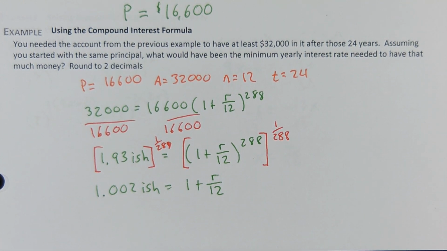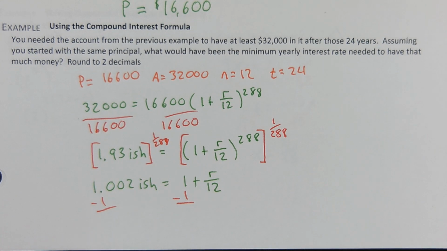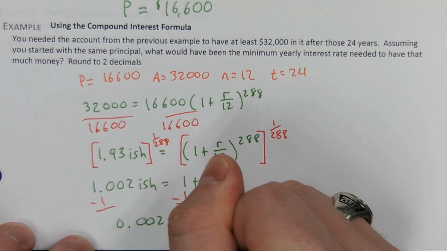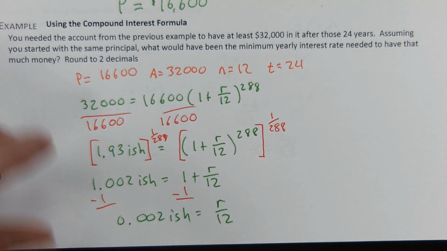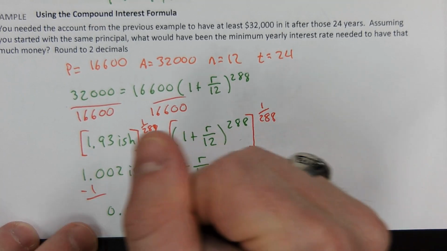Now what? Just trying to get R alone. Where do we go from here? Lots of people know. Thank you. Subtract 1. Subtract 1 from both sides. I don't need a calculator for that. That's going to get me 0.002-ish equals R over 12. And the very last thing I'm going to do is get rid of that division by multiplication on both sides. I'll multiply both sides by 12.